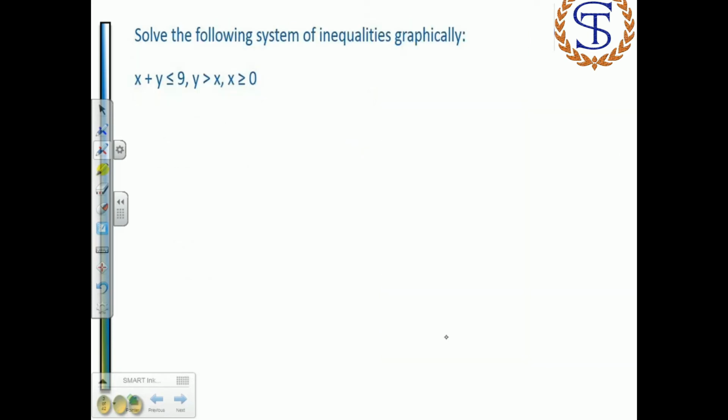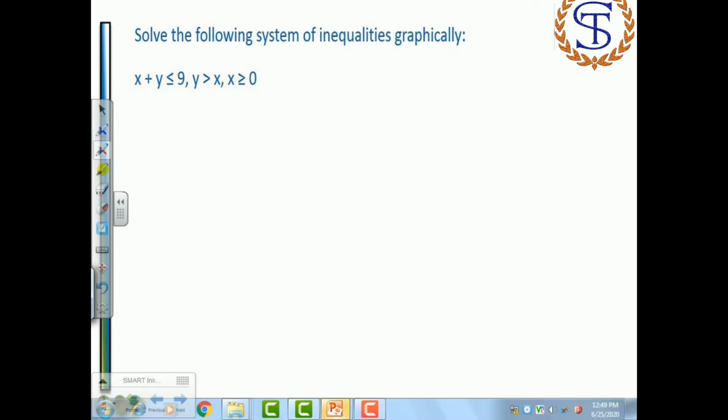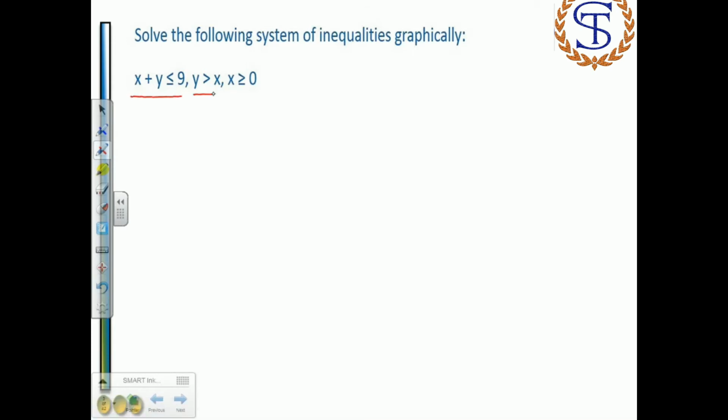Here again we have to solve these three inequalities graphically. How can we solve? Again the same way. We have to draw the graph of this particular inequation, then this one, and then this. After plotting the graphs of these three inequalities on the same graph paper, the common shaded portion will give us the solution of these linear inequalities graphically.